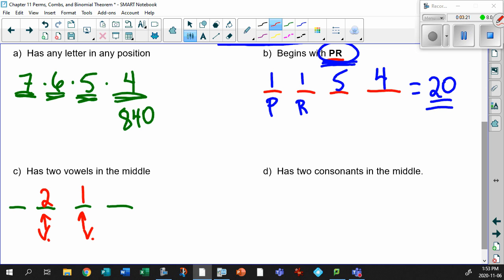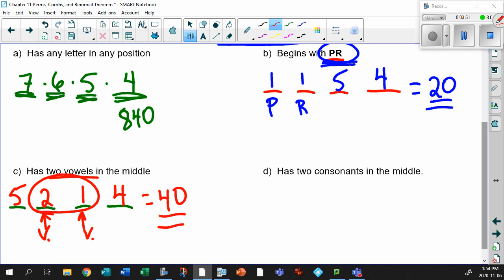But what else does this tell you? It's very interesting to see that if you deal with the 2 vowels right off the bat, you're dealing with 2 tiles out of the 7, so you only have 5 choices left for the first one and 4 choices left for the last one. 5 times 2, that's 10, times 4, total 40 choices. Interesting, hey? Deal with the restriction first.